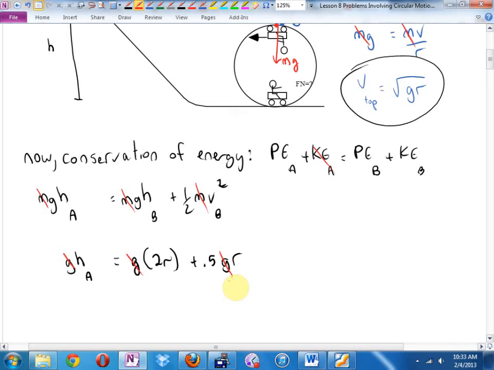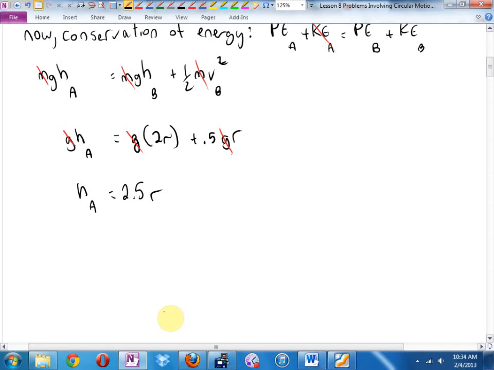Now, not only that, I think what we have then is h equals 2R plus 0.5R. Are those not like terms? What's 2 plus 0.5? 2.5. What's R plus R? Just 2R plus 0.5R. I think our final answer, and this is about as clean an answer as you get. You know what the minimum height for a roller coaster with a circular loop is? It has to be 2.5 times the radius. I like that answer just because it's so clean.